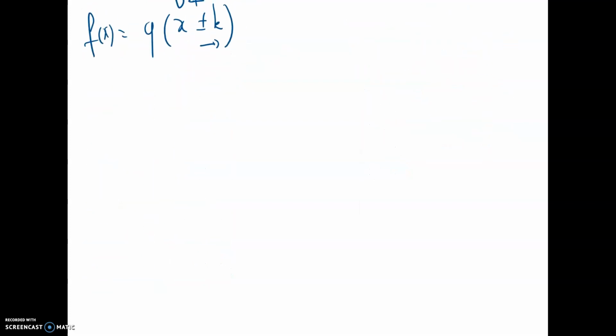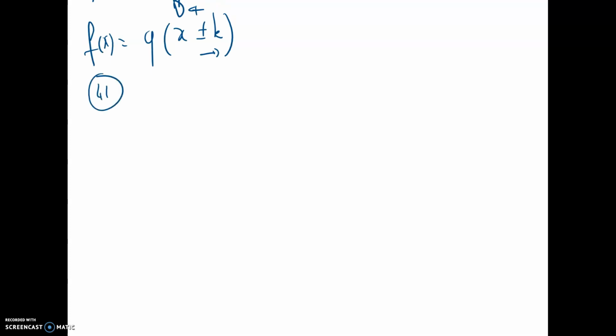Problem number 41. What are we dealing with? Solve the equation. So we have 2 to the 3 minus x equal 8. In order to solve the equation, you need to have the same base, a to the b equal a to the c, and so you will be able to write b equals c.